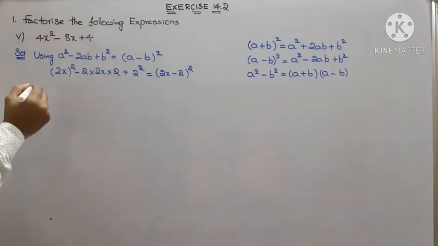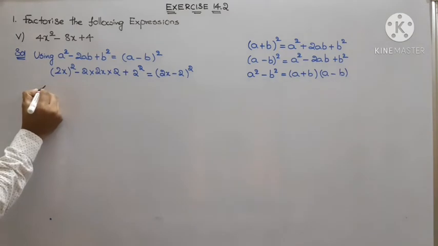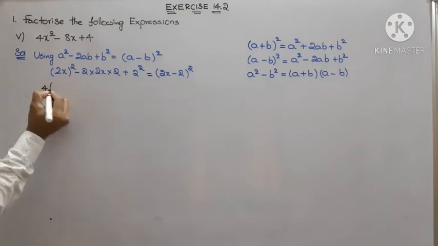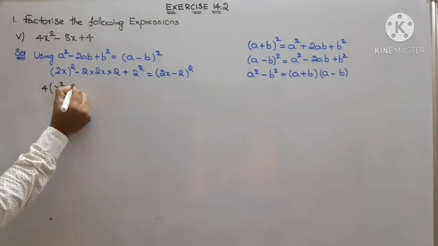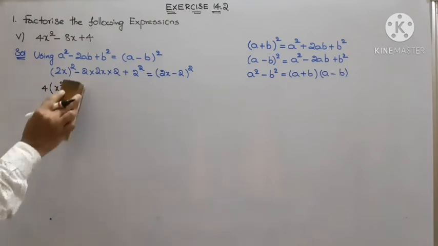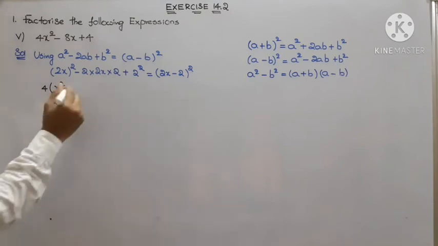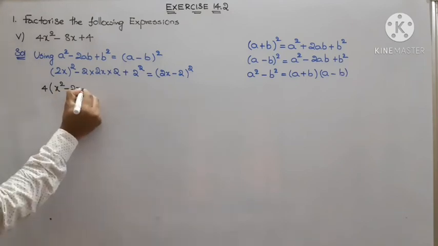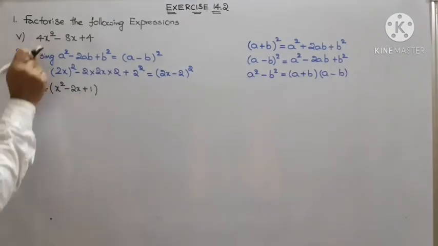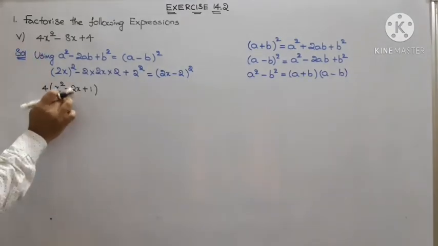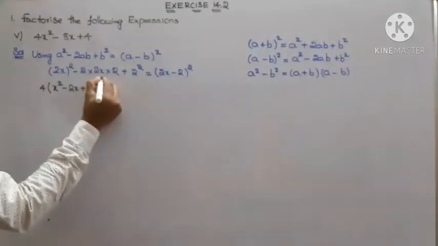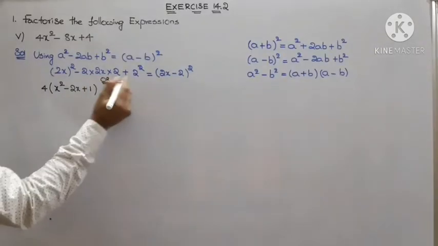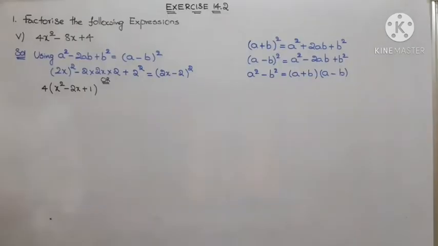Okay, 4x square minus 8x plus 4. If we take 4 as common out of the given terms, the leftover will be x square minus 2x plus 1, isn't it? Because 4 into x square is 4x square, 4 into minus 2x is minus 8x, 4 into 1 is 4. Okay, you write it as an alternate method. This is also correct, so don't worry about it.